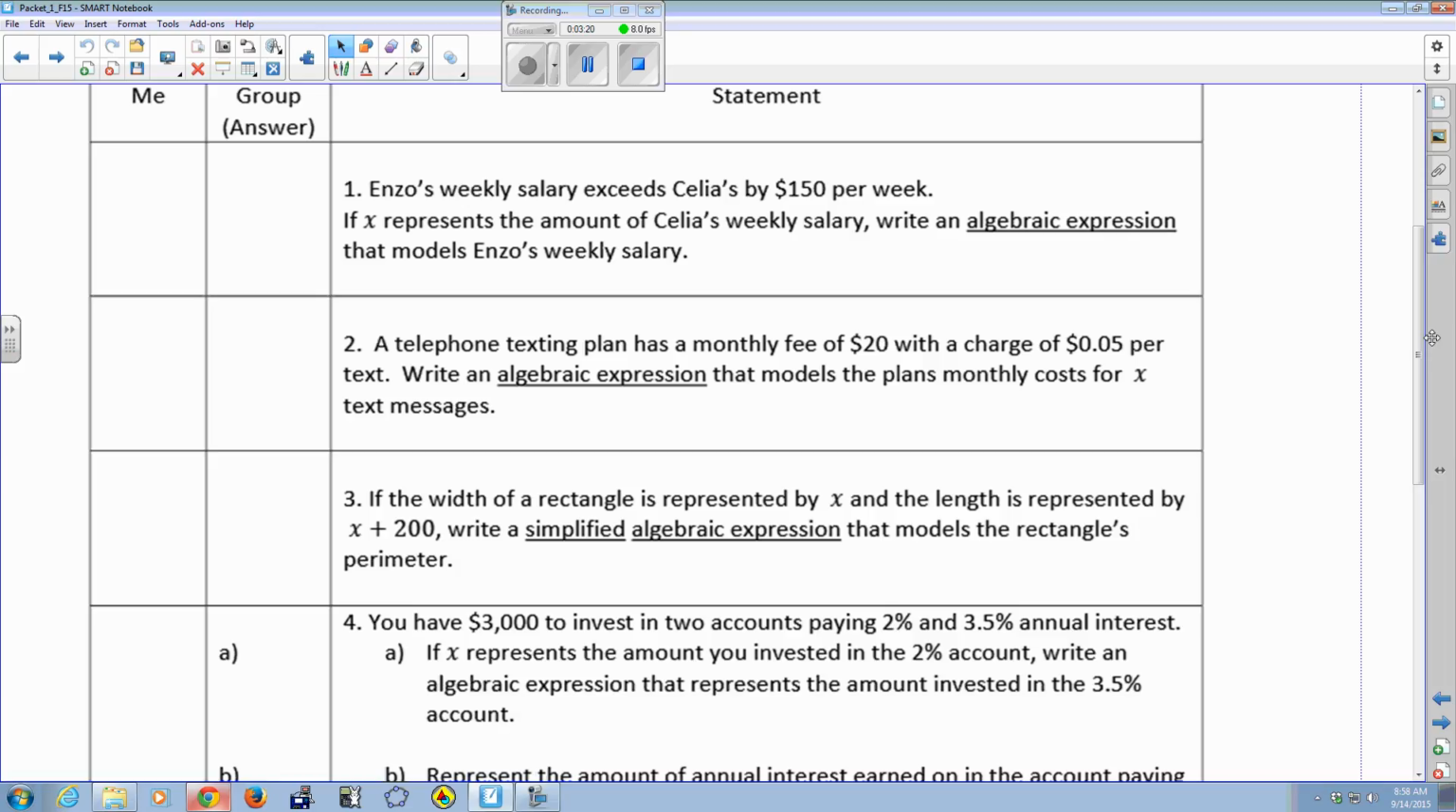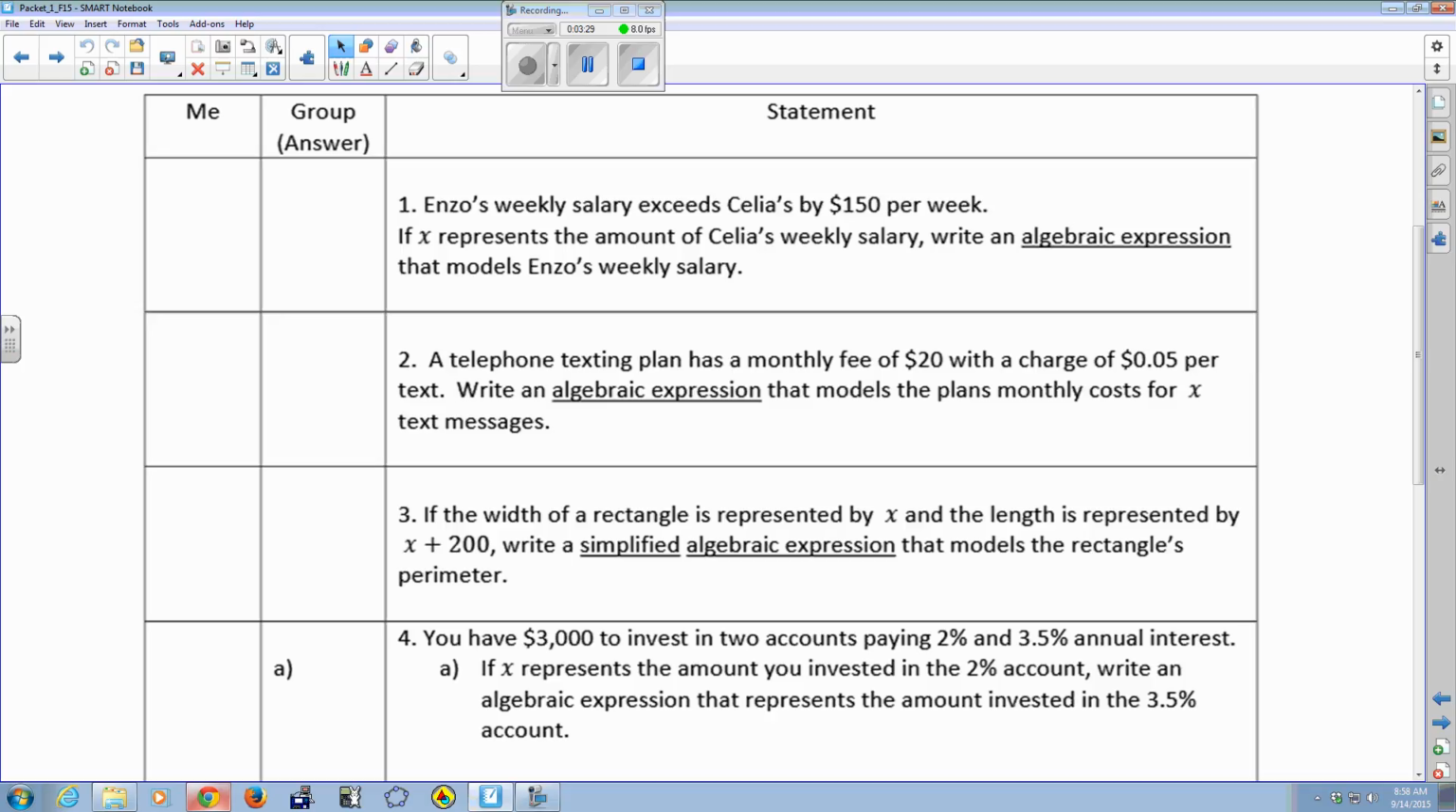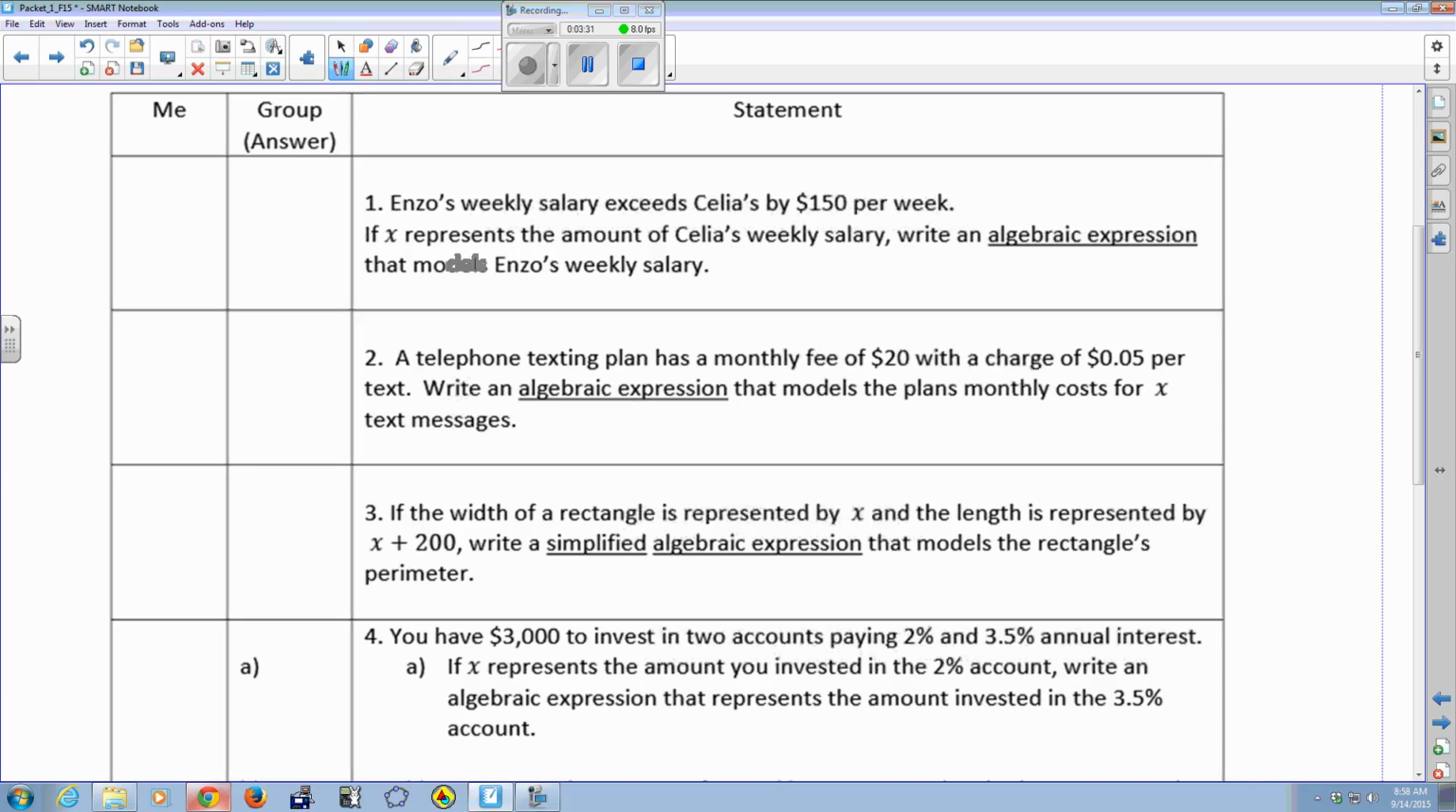All right, enough said. So notice I said here X represents the amount of Celia's salary. Again, it's the amount. It's not her salary. It's not this qualitative thing. It's an amount. Enzo's amount is larger, so all of you said X plus 150, no problem. I won't spend a lot of time talking about this one.